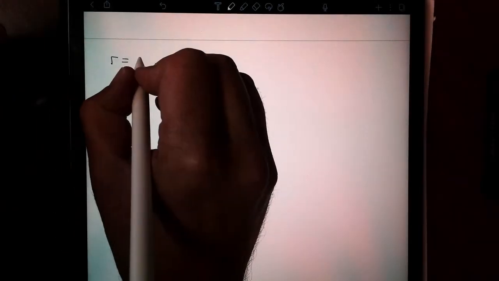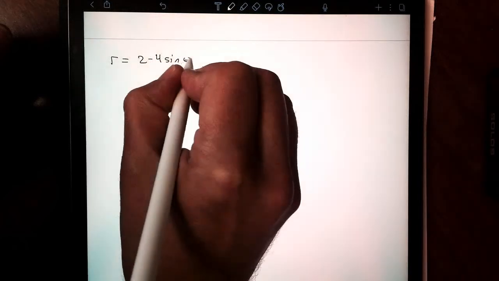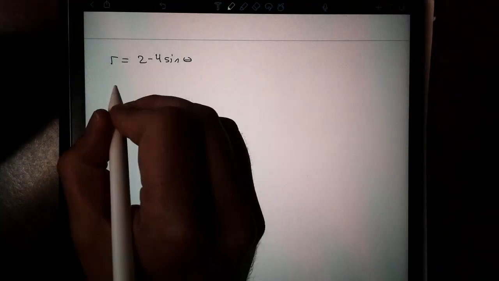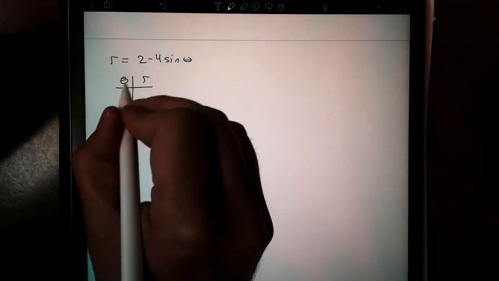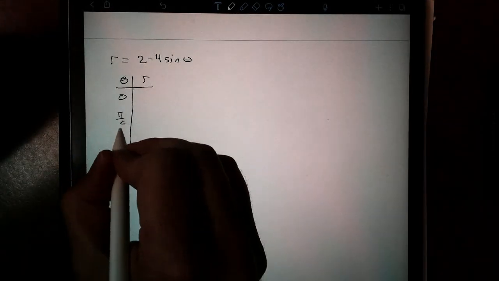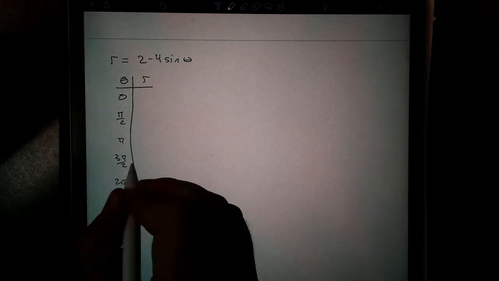r equals, what if I did 2 minus 4 sine theta? Something like this. Well, if I graph my quadrantals, theta and r: 0, pi over 2, pi, 3 pi over 2, and 2 pi. My favorite mathematical wrapper.